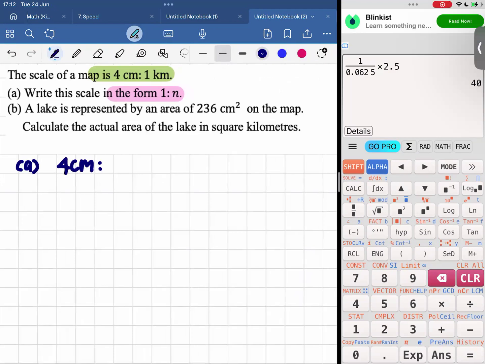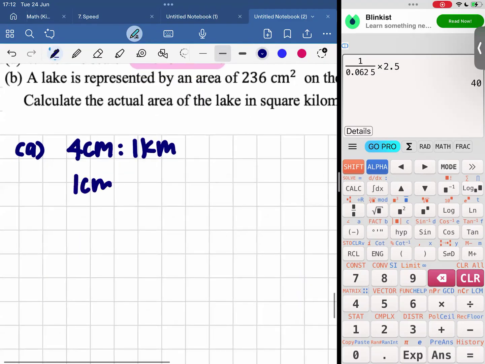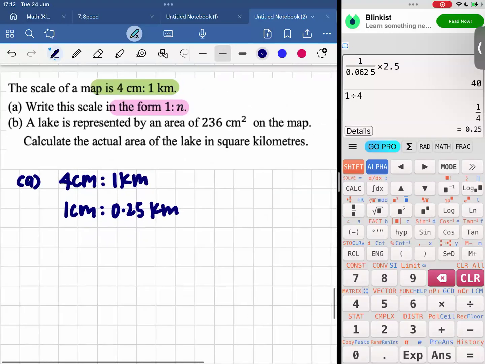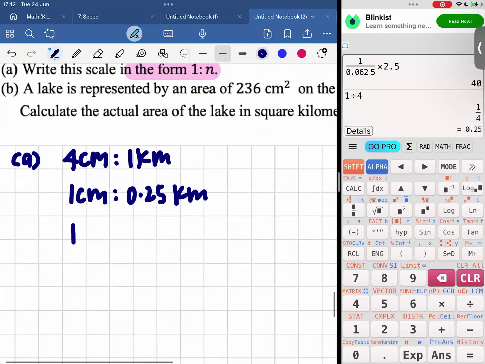4 cm and 1 kilometer. 4 cm is on the map, 1 kilometer is the real object. So you want to make it 1 first. So 1 cm. 1 divided by 4 gives me 0.25 from here. No units, right? Make everything into centimeter.